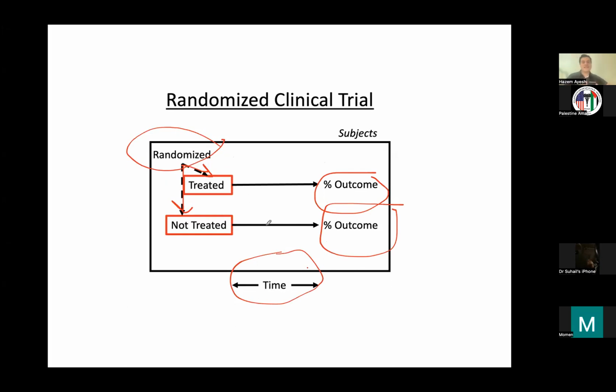So here we use the same vocab. There's an exposure, there is outcome, and there is study population. All those three main components of any research, some kind of refresher from yesterday.